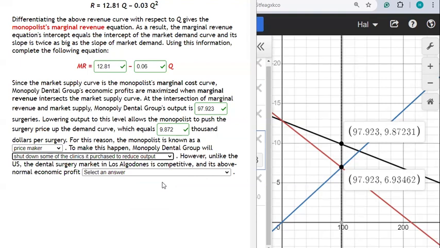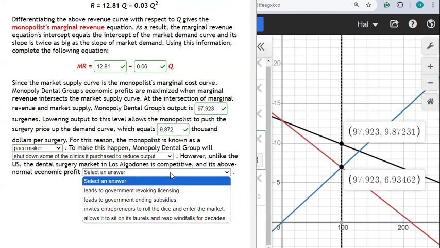However, unlike the US, the dental surgery market in Los Algodones is competitive. Marginal cost is only $6.93 thousand to produce the 97.923 dental surgeries per hour, but it's charging a price of $9.872 thousand. It's got a huge profit margin. So it's making this above normal economic profit. Los Algodones is competitive, and the United States government can't revoke the licensing of dentists in Mexico. I don't think the United States government is going to subsidize dentist offices in Mexico.